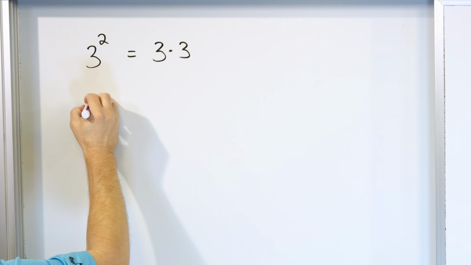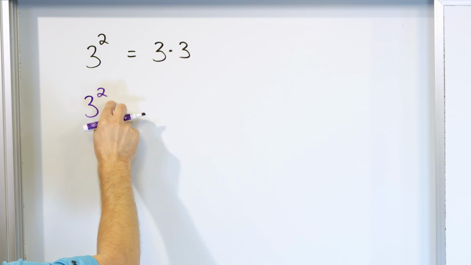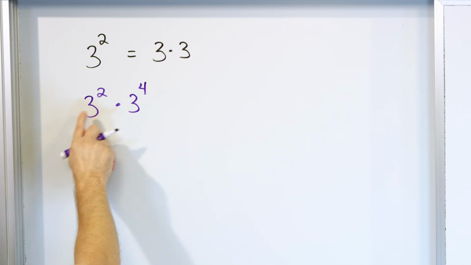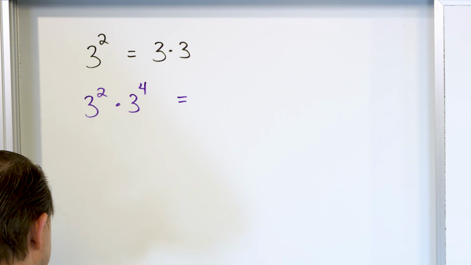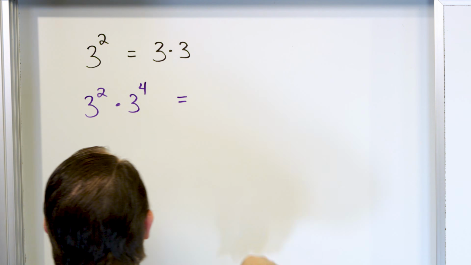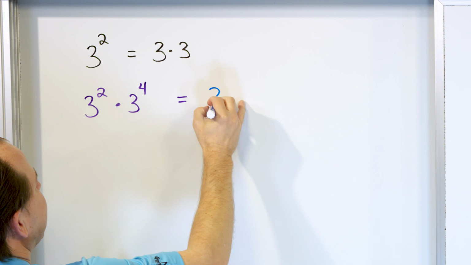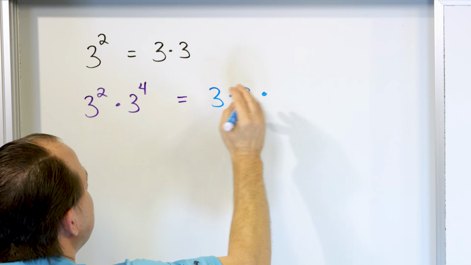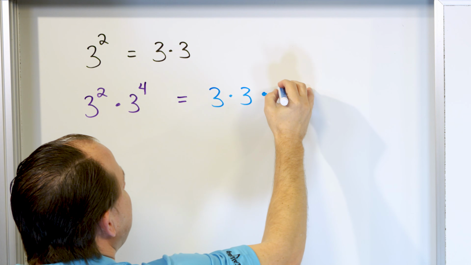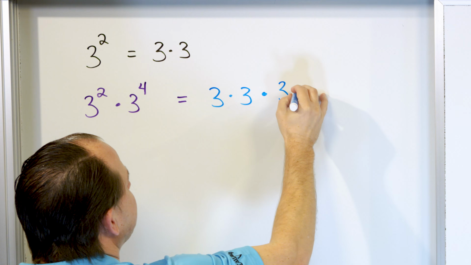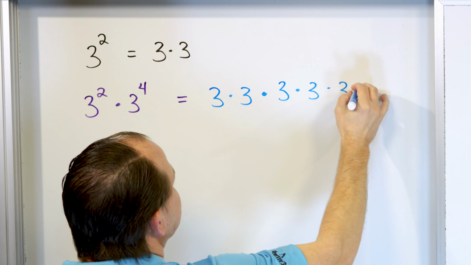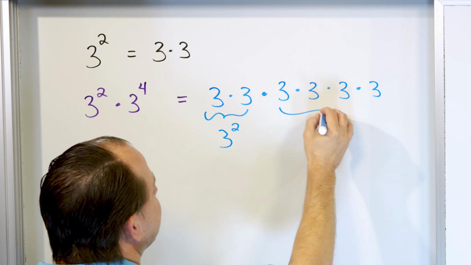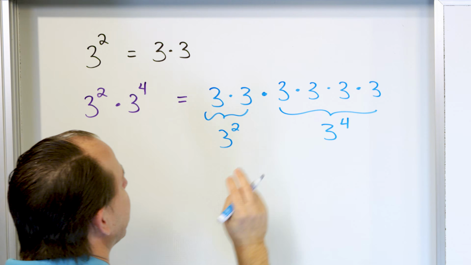Now, what if I change the problem? Instead of 3 squared, I have 3 squared multiplied by 3 to the power of 4. What would this look like? Well, the first part, 3 squared, is just 3 times 3. But then this is multiplied by 3 to the power of 4, which is written as 3 times 3 times 3 times 3. The first things here are the 3 squared, and the last 4 of them are 3 to the 4th power.